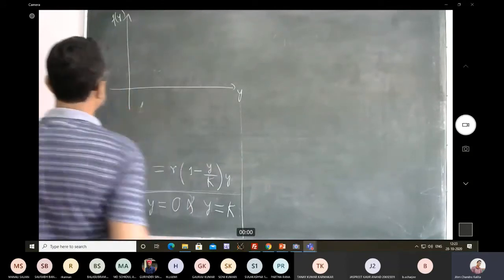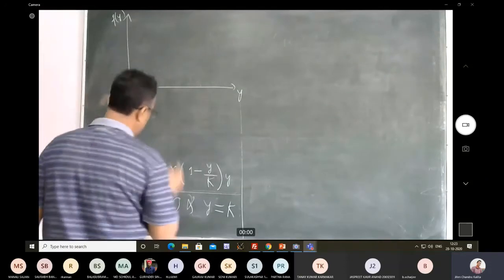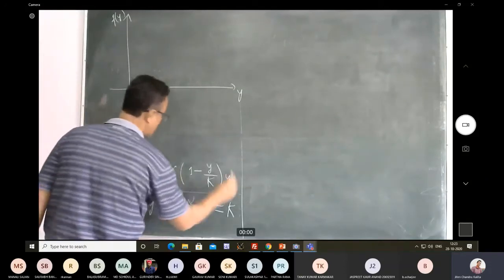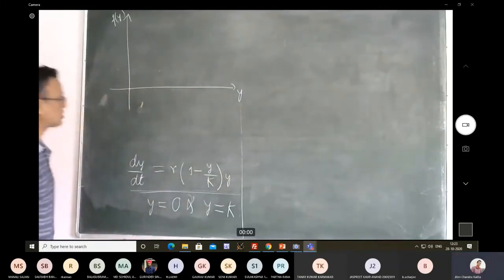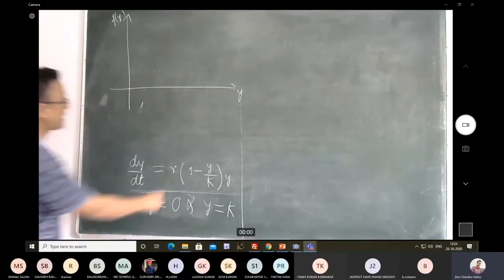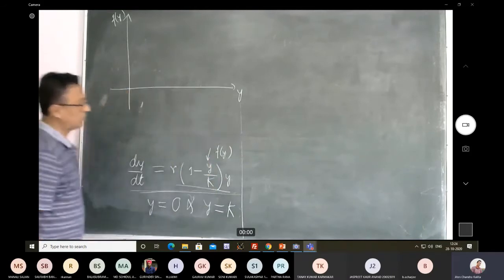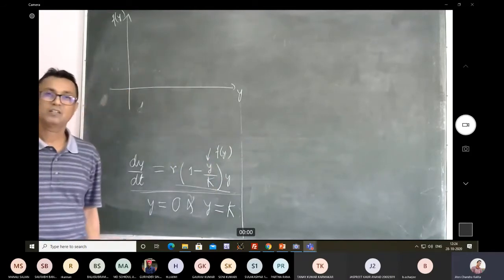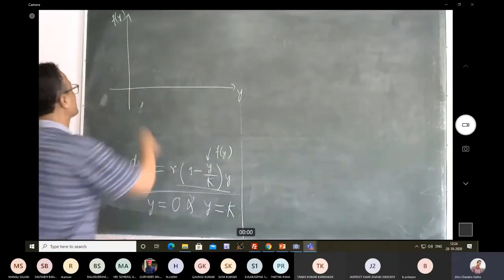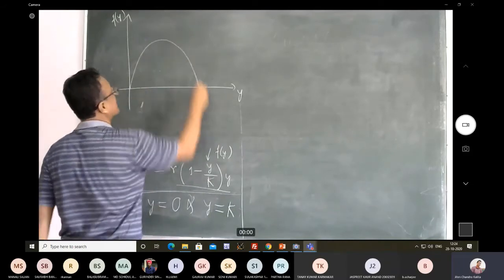Now let me try to graph this function f(y). If you look at the expression for f(y), you see that this is a parabola. So obviously the parabola is going to be something like this.